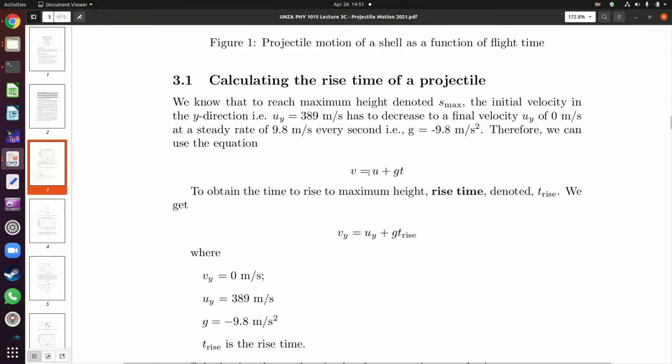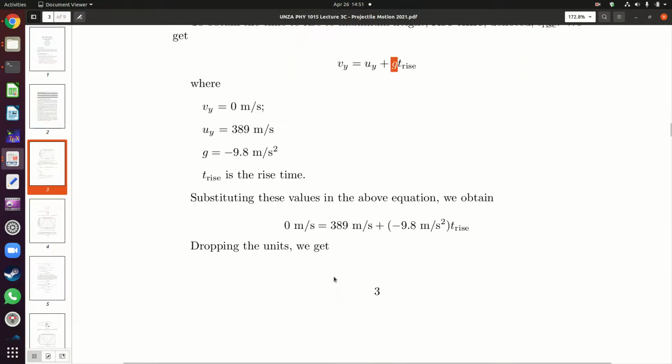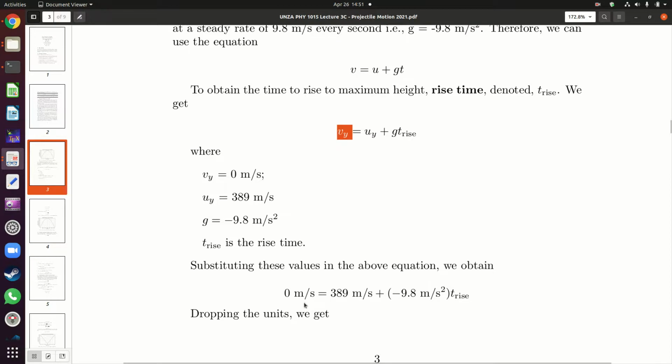So here we end up with v equals u plus gt. We write this in the y direction, so you end up with Vy equals Uy plus g t_rise. So this is the initial velocity in the y direction, the acceleration, then the rise time. We know at maximum height the velocity will be 0 meters per second, the initial velocity is 389, and g is negative because your projectile is going up, away from the surface of the earth. Then you're looking for the rise time. If you substitute, you're just going to work out the rise time. We'll continue on Thursday. If you make a substitution for Vy, it's going to be 0 meters per second.